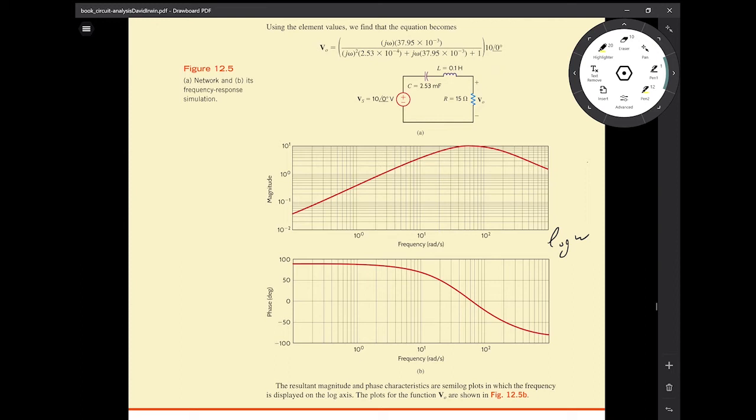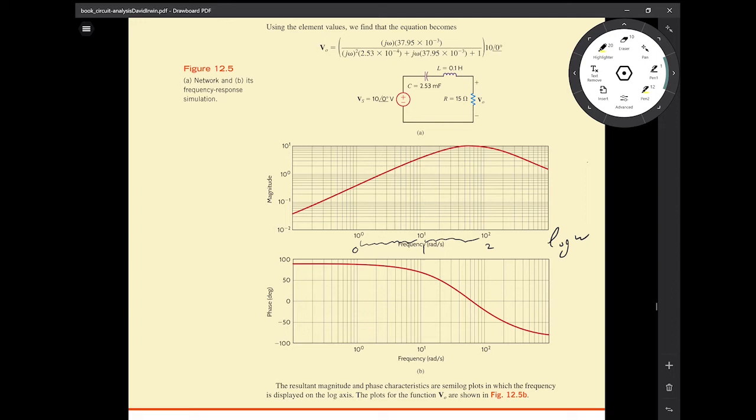Each step on the x-axis is an order of magnitude more, 10 times more than the previous one. Right? So this represents 0, 1, 2. And the actual frequency is going to be 10 to the power 0, 10 to the power 1, 10 to the power 2.